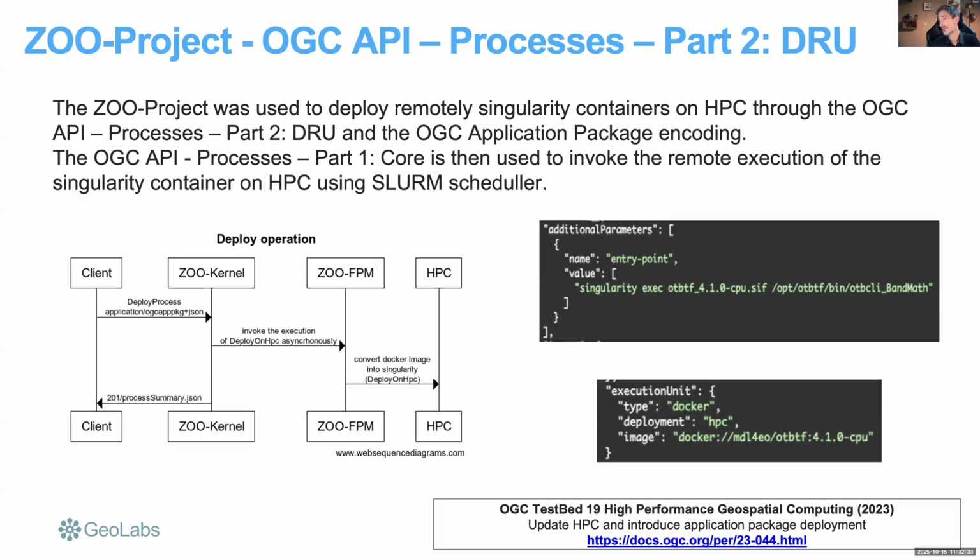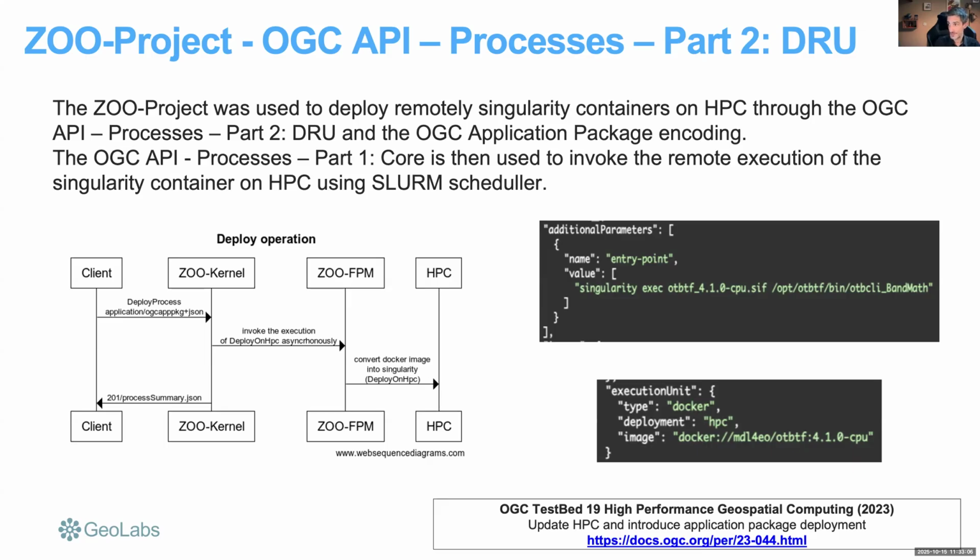As you can see on the right-hand side, inside the process description, we were forced to have some kind of binding between the inputs that are defined in your process description and the input that your workflow is willing to use. For example, we added an additional parameter named entry point, simply to point out the Singularity command that should be run and executed on the HPC.